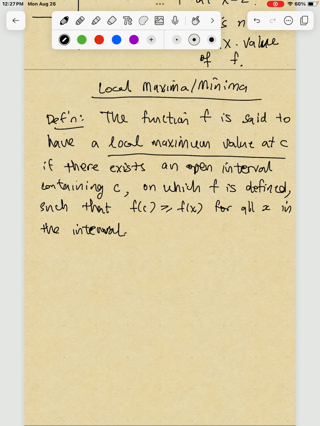And there is an analogous definition of a local minimum value, just by replacing greater than or equal to with less than or equal to. So let's look at some examples. Let's say A is here and B is here, and you have this function like this.